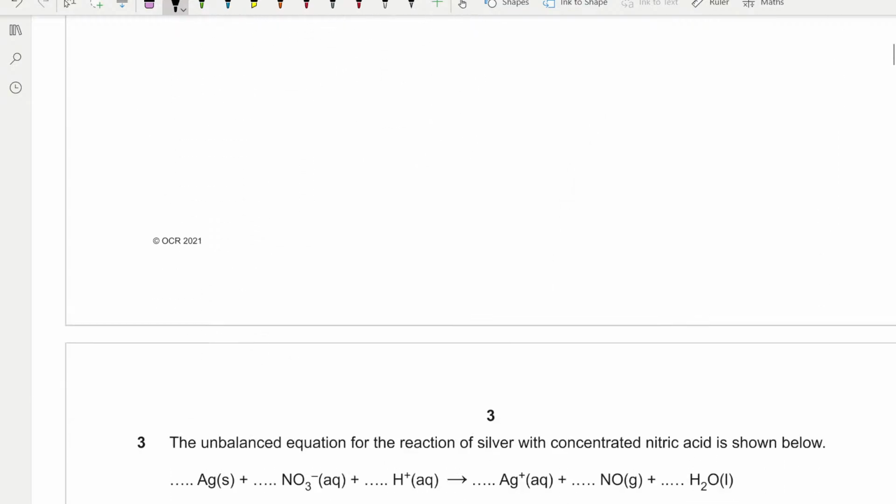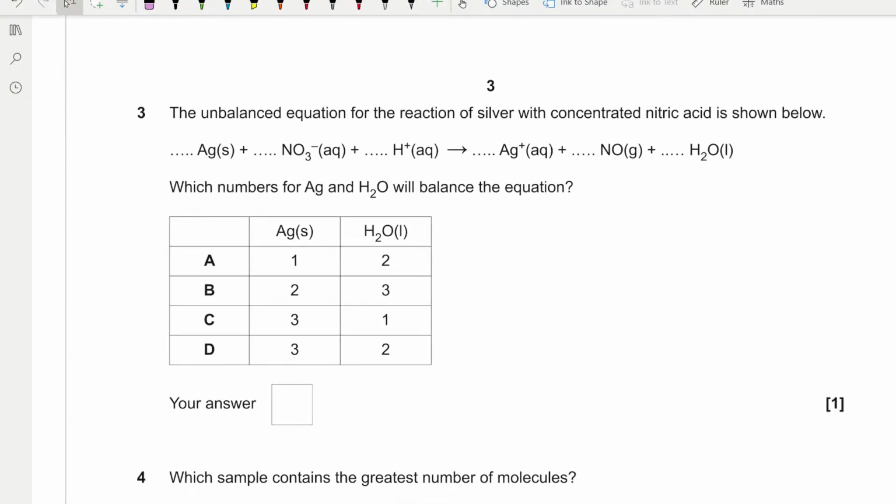And then question 3. The unbalanced equation for the reaction of silver with concentrated nitric acid is shown below. So we have Ag, nitrate ions, H+, which form Ag+, NO, and H2O. Which numbers for Ag and H2O will balance the equation? So to answer this question, because it's multiple choice, the easiest way to do it is probably just to trial all of the numbers and see which balances the equation.